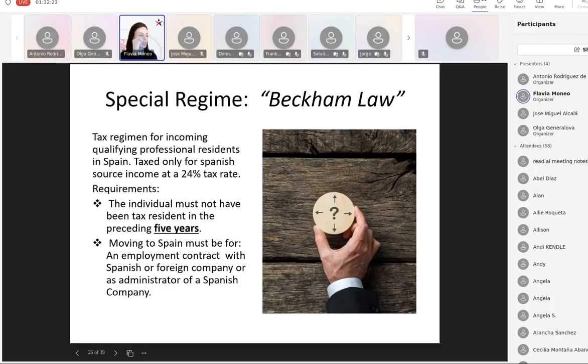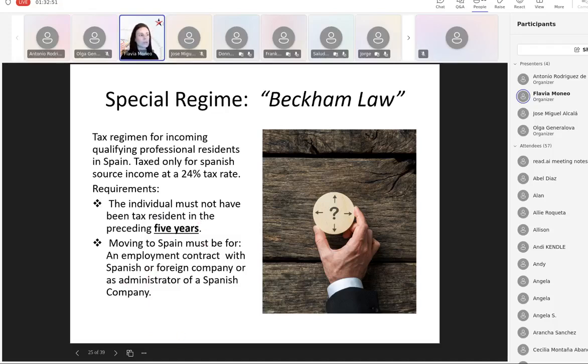Okay. And now, talking about the Beckham law, we had one up until 2023, and from 2023 there have been a few changes that you will see. Before, it was 10 years that you had to have lived abroad from Spain to be able to apply to the Beckham law. Now it's 5 years.